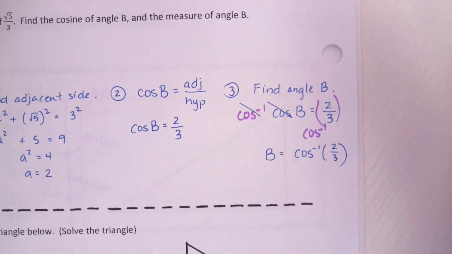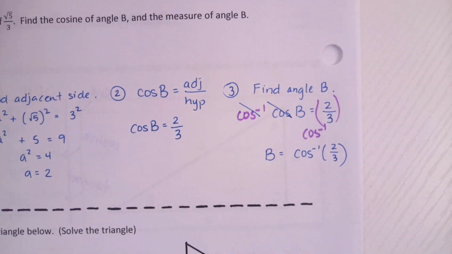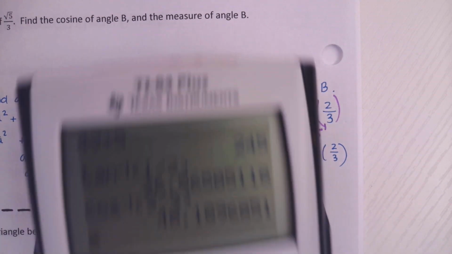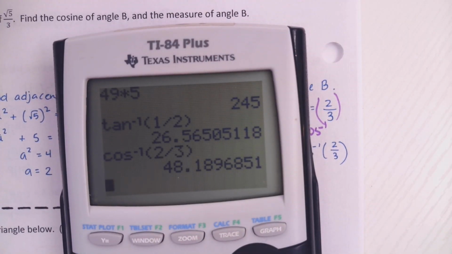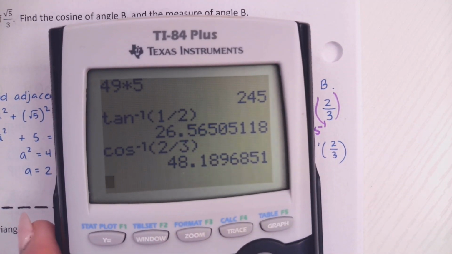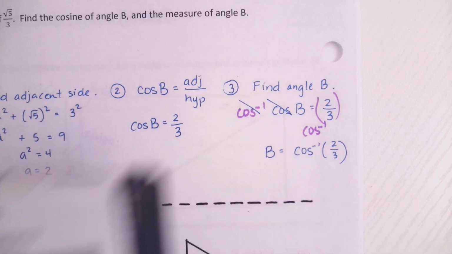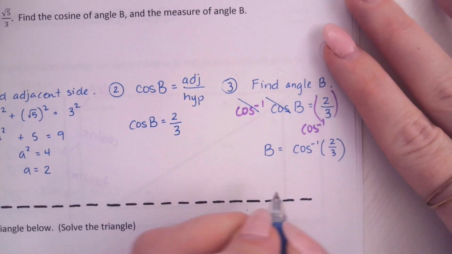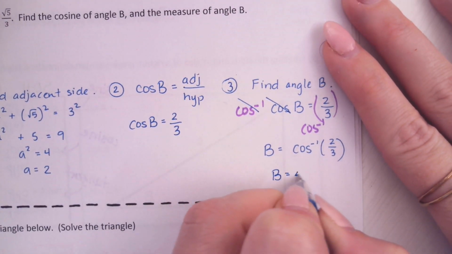Again, if you have reset your calculator, make sure you go back to degrees. Yep, 48.19. We're rounding to 2 decimal places.